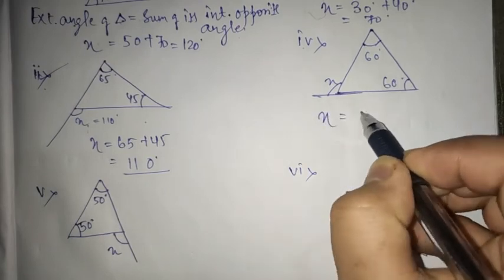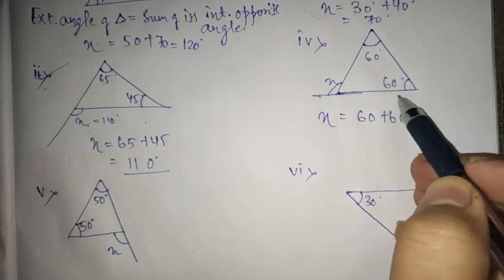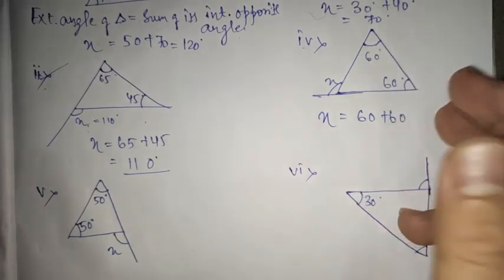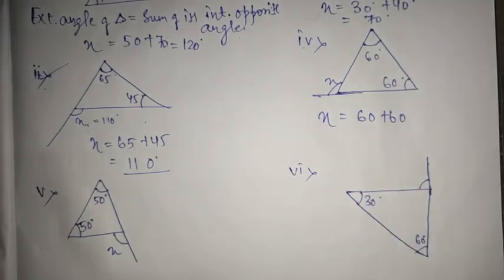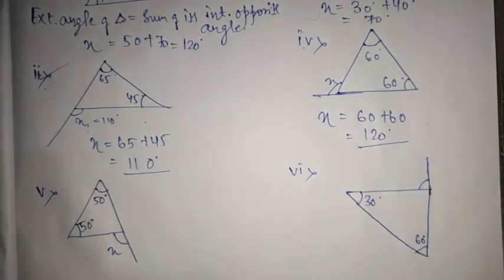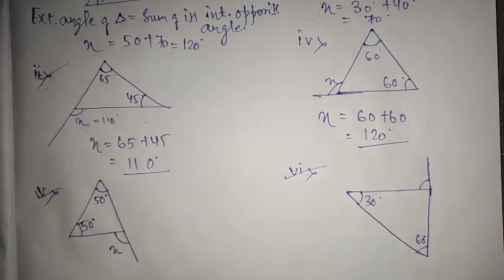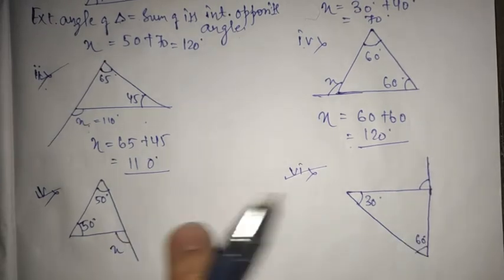Similarly here, x is equal to 60 plus 60. They are the interior opposite angles. Don't worry, in a triangle it will be opposite only. So 120 degrees. So your exterior angle is 120 degrees. Students, number 5 and number 6 you will try yourself. So this much for today. Your home assignment will be number 5 and number 6.